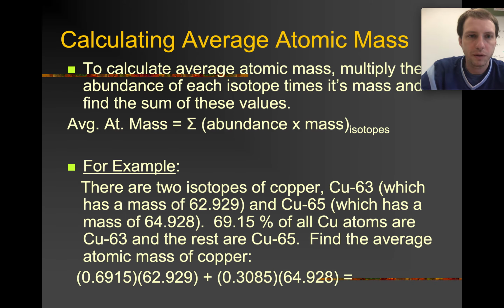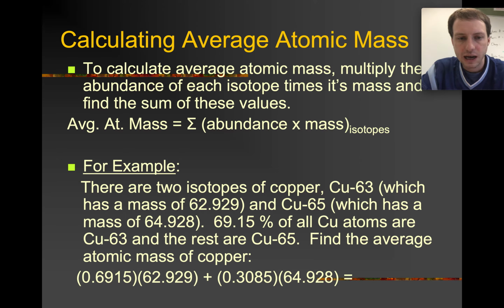You can see the general formula. It says to calculate the average atomic mass, multiply the abundance of each isotope times its mass and find the sum of these values. And here's our general formula. This little symbol here means the sum of, and so we're going to add up all of the abundance times masses for each isotope. Our example here is copper 63 and copper 65. I see that 69% of my copper atoms are copper 63, and the rest are copper 65. The difference between 100% and 69.15% is 30.85%. And we'll see that in our calculation.